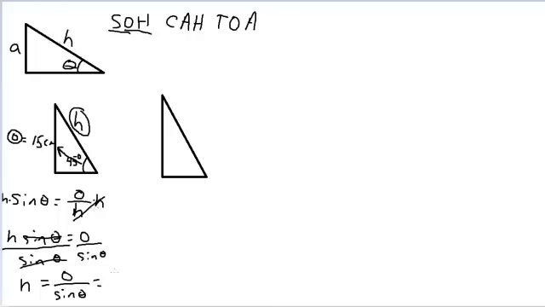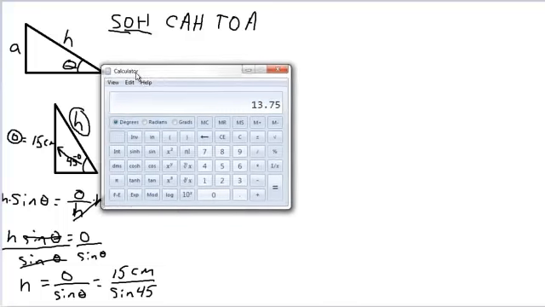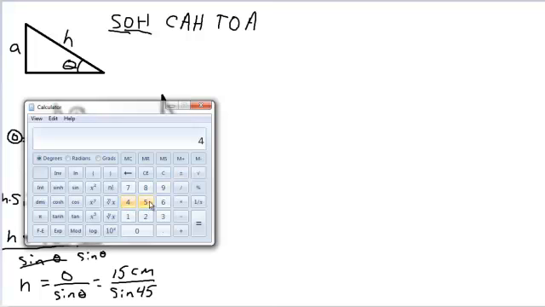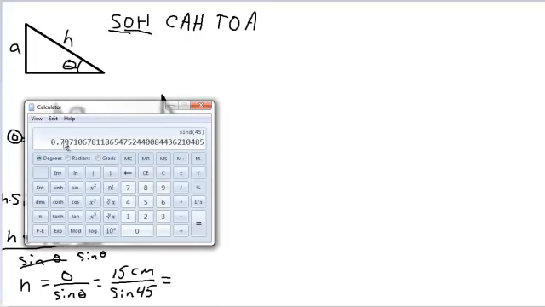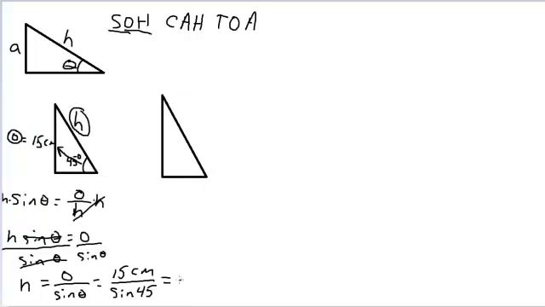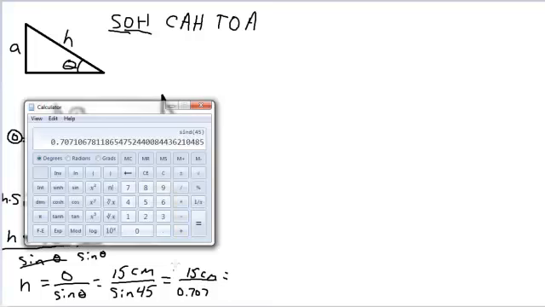The opposite is 15 centimeters. The angle is 45 degrees. This is what we need to put in our calculator. The sine of 45, 45, sine, where is sine? There's sine. The sine of 45 is 0.707. So 0.707 and 15 centimeters. This is what we need to put back in our calculator.